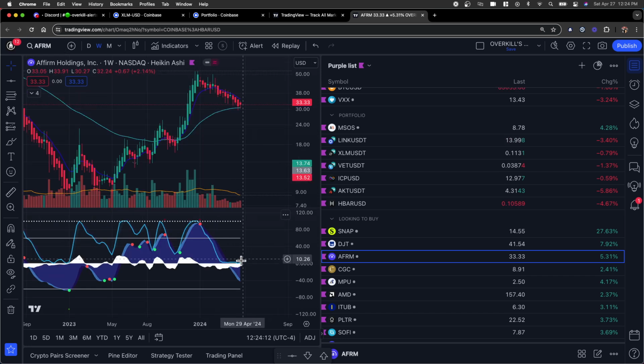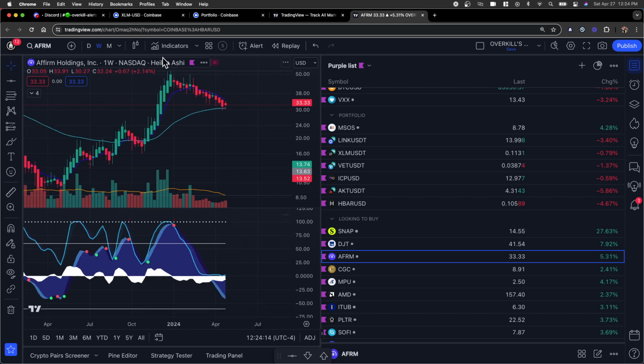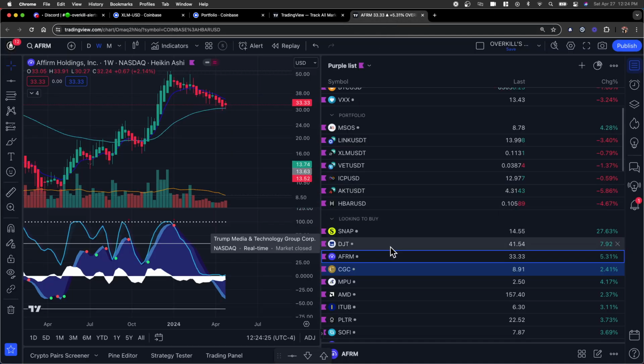We are extremely, extremely oversold here. But that doesn't mean the move has to go up. I want to wait for confirmation. The confirmation is going to be the green dot. That's when we'll look to attack A-firm. That green dot will be called out over there and inside of overkill alerts when it happens.